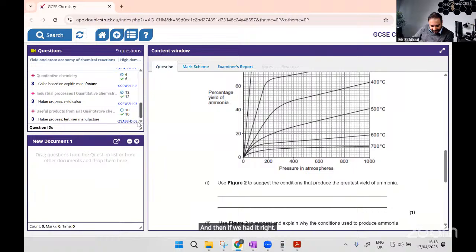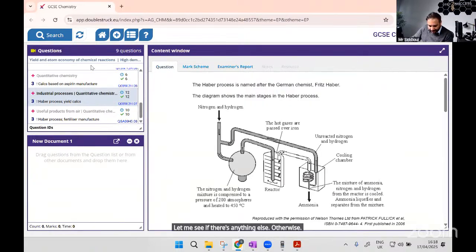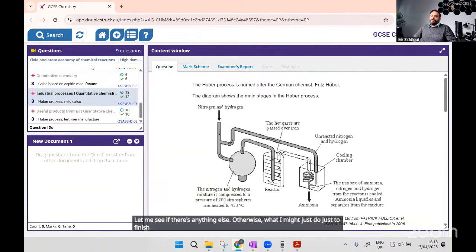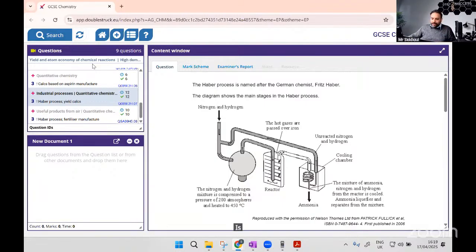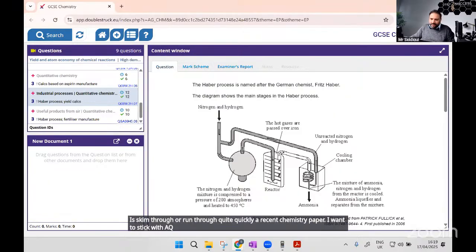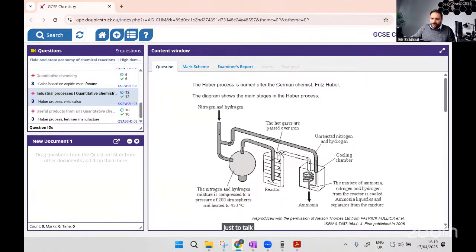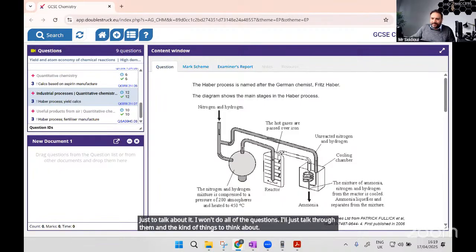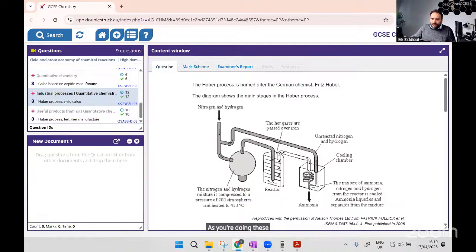Let me see if there's anything else. Otherwise, what I might just do, just to finish off this bit, is run through quite quickly a recent chemistry paper. I want to stick with AQA because that's usually what the majority are doing, but it doesn't really matter. I'll stick with the triple science one. I won't do all of the question. I'll just talk through them and the kind of things to think about as you're doing these things. Then we'll be finishing about 4:30.